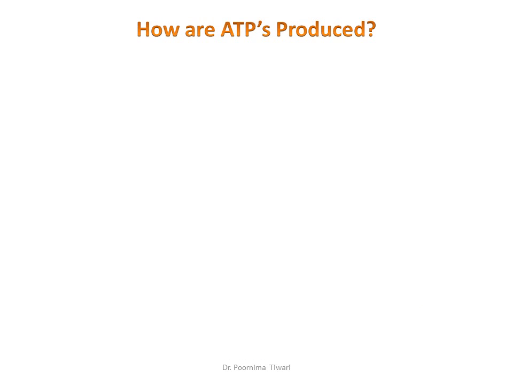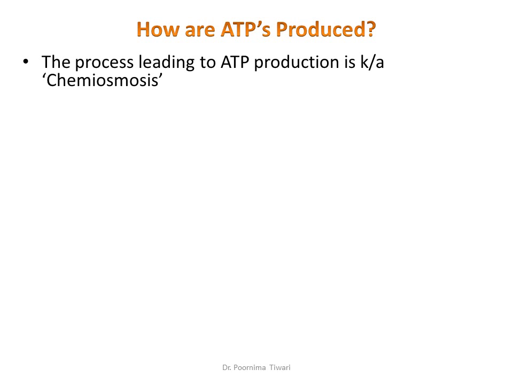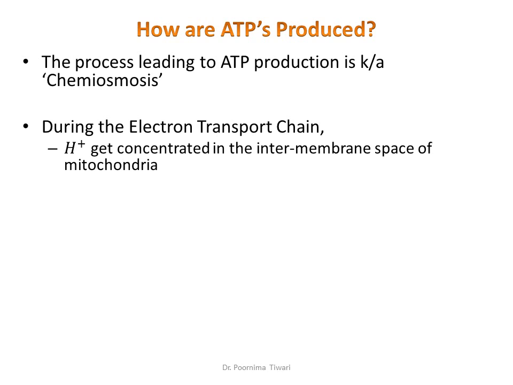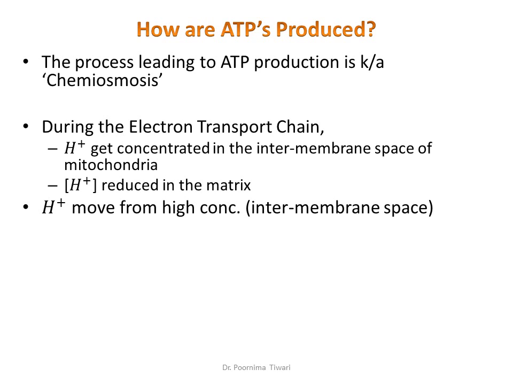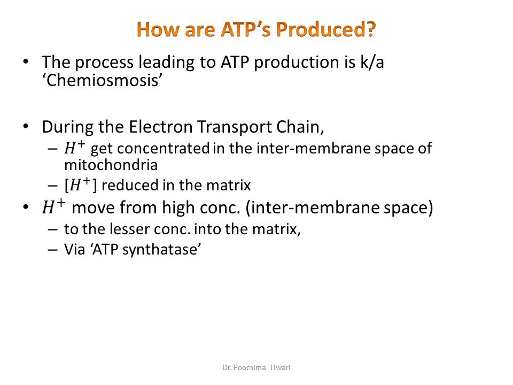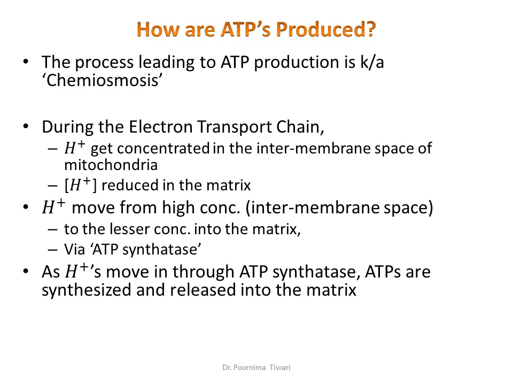Fine. But how are ATPs produced? We haven't seen them till now. ATPs are produced via a process called chemiosmosis. We have seen that during electron transport chain, H ions get concentrated in the intermembranous space of mitochondria while the concentration of H ions is reduced in the matrix. So, H ions move from a high concentration area, that is the intermembrane space, into the lesser concentration area, that is into the matrix, via ATP synthetase, which forms a channel. As H ions move into the matrix through ATP synthetase, ATPs are synthesized, which are released into the matrix.